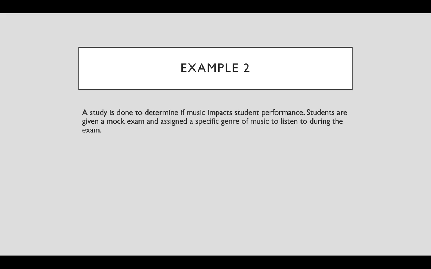For our second example, a study is done to determine if music impacts student performance. Students are given a mock exam and assigned a specific genre of music to listen to during the exam. What are the independent and dependent variables present? Go ahead and pause the video and take your guess.